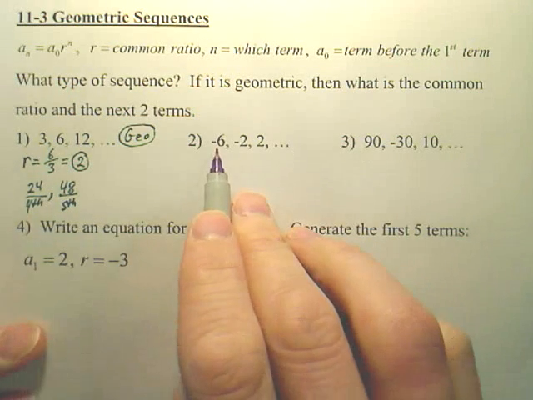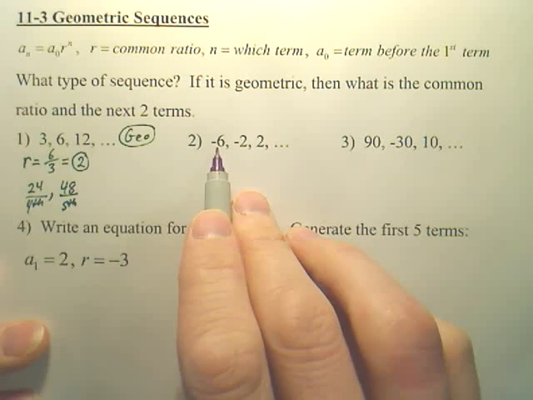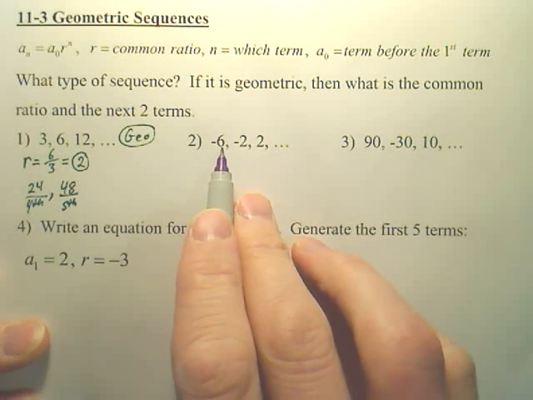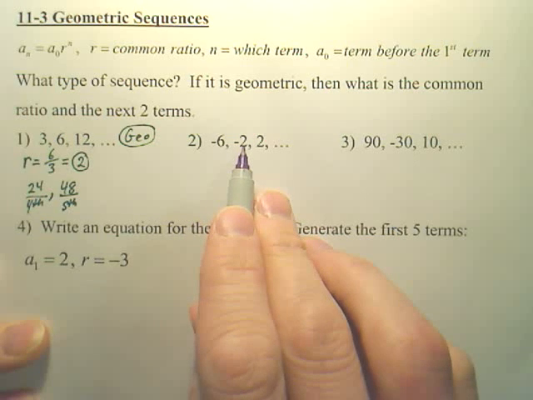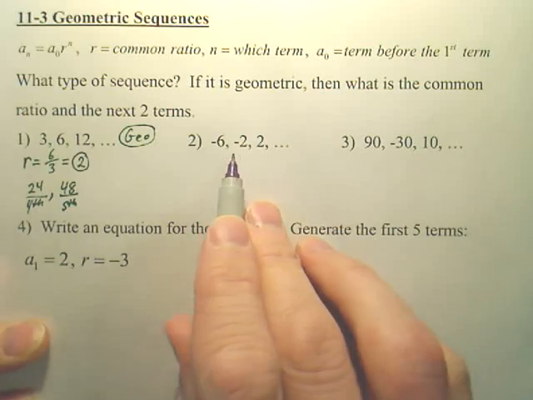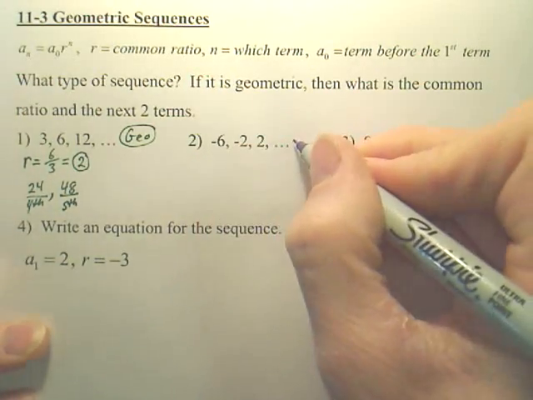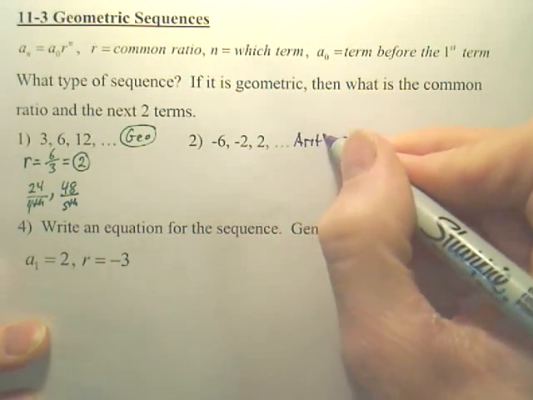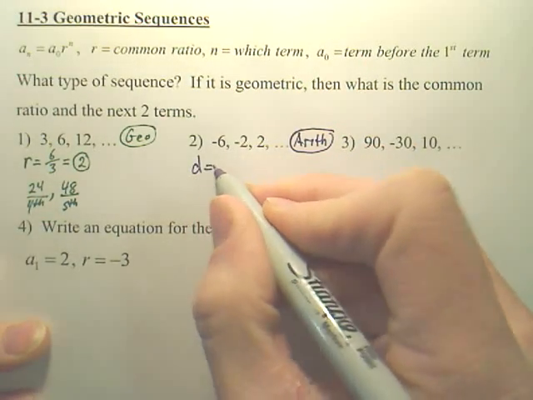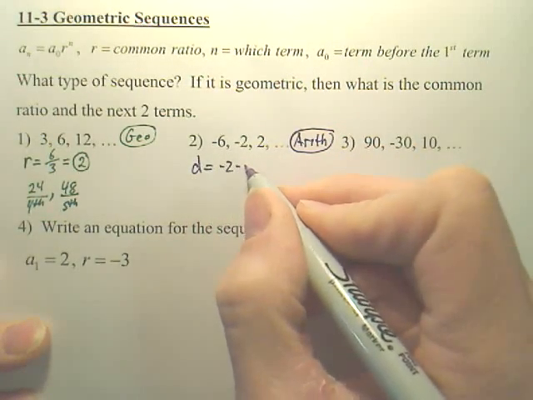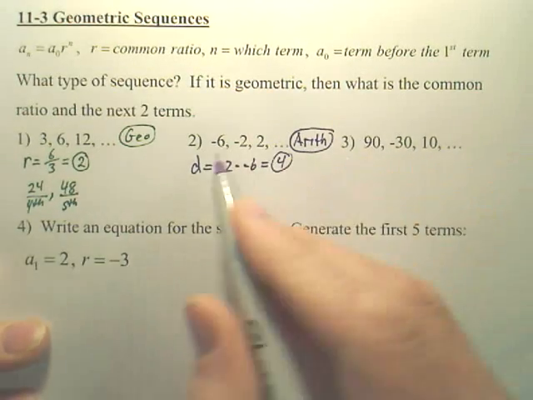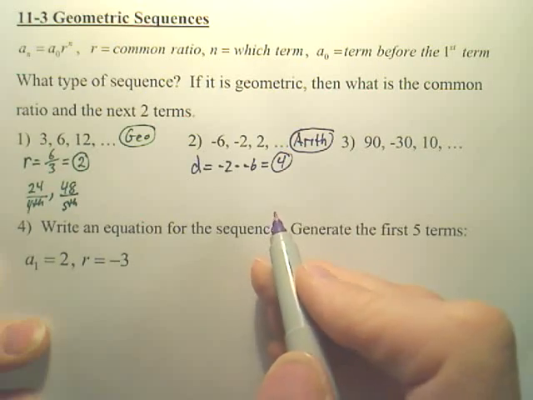Number 2. Is it arithmetic or geometric? Are we adding something or multiplying something? If I look at that, from here to here, it looks like I added 4, and I added 4 again. I'm not multiplying by anything. I'm adding. So this one's arithmetic, and it has a common difference of, negative 2 minus negative 6, looks like it's 4. I added 4 each time.